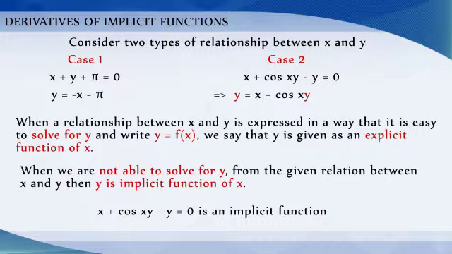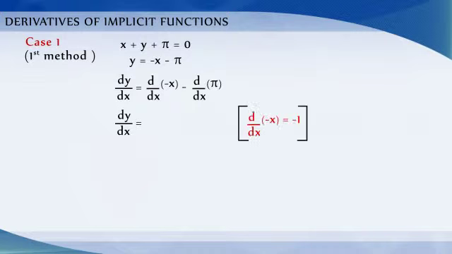Now, let us differentiate both the examples we have taken. For the first example, x plus y plus pi is equal to 0, we are able to solve for y, that is, y is equal to minus x minus pi. Now differentiating y with respect to x, dy by dx is equal to the differentiation of negative of x with respect to x, which is minus 1, and the differentiation of pi is a constant, that is 0.